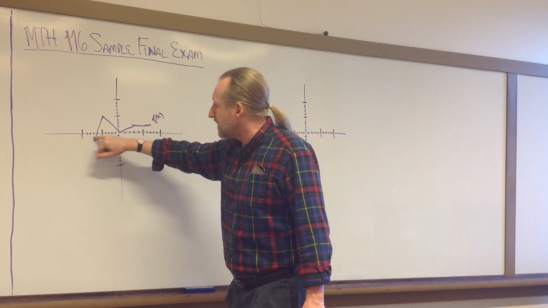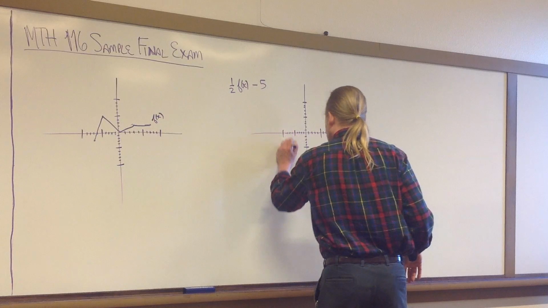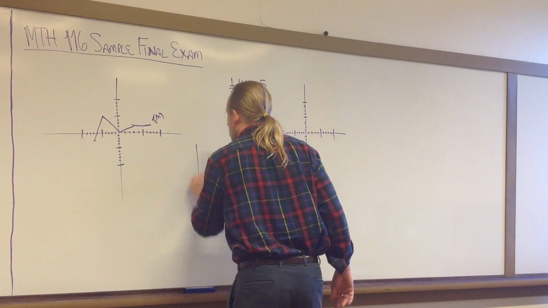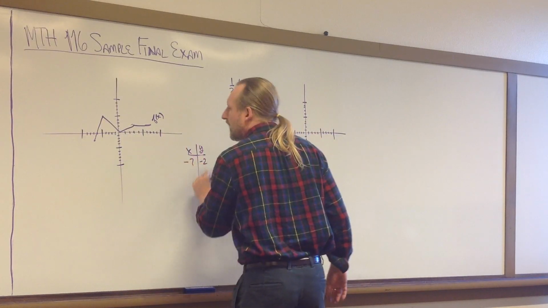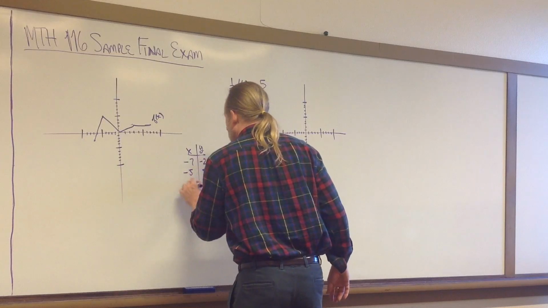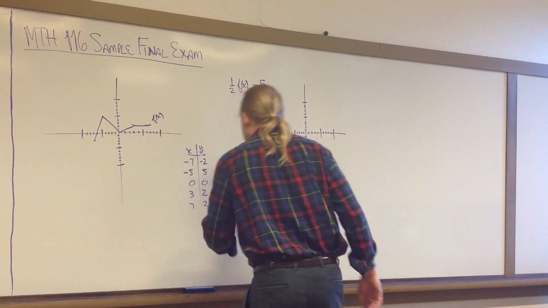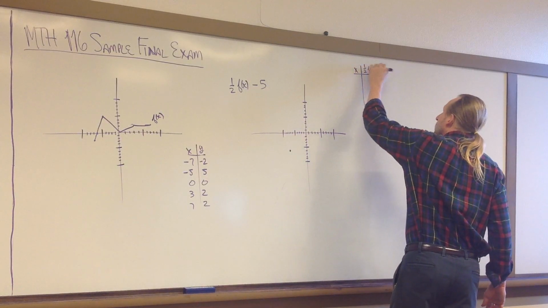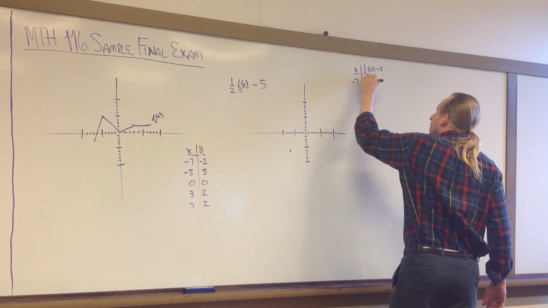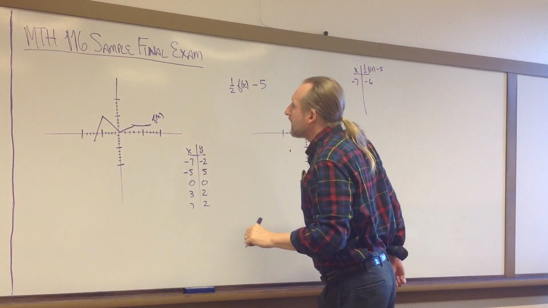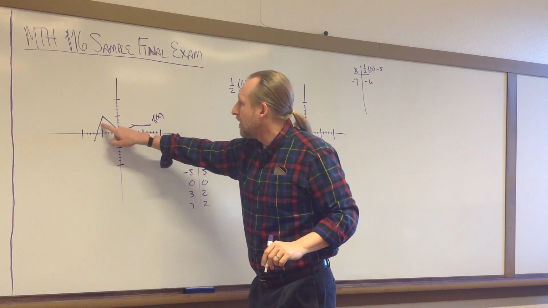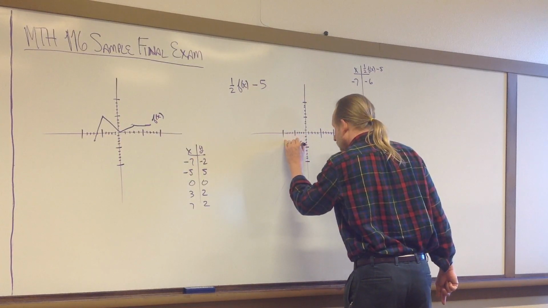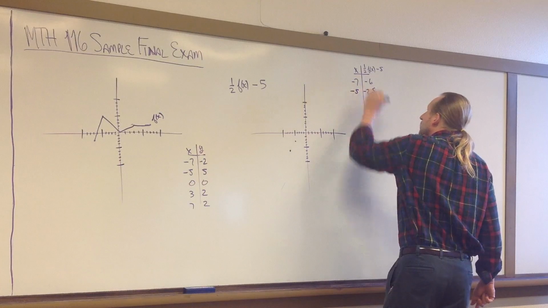So this negative 2 becomes negative 1 minus 5 is negative 6. Okay, so I'll make a little table here for these x and y values. Negative 5, 5, 0, 0, 3, 2, and 7, 2. All right, over here, 1/2 f of x minus 5, negative 6. And then the next one, negative 5, 5. So that'll be 2.5 minus 5 is negative 2.5. So negative 5, negative 2.5.